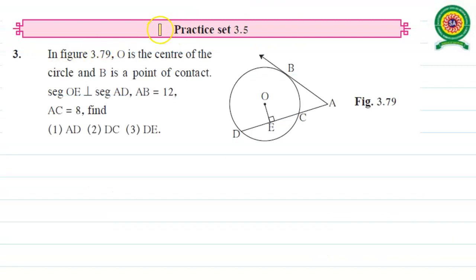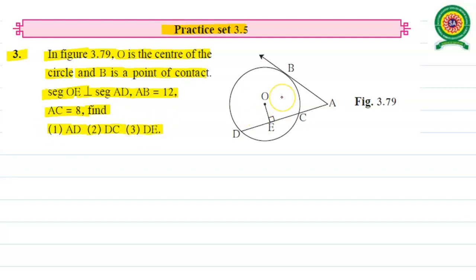Now look at question number 3 from practice set 3.5. In figure 3.79, O is the center of the circle and B is the point of contact of the segment. B is the point of contact that is given. Segment OE is perpendicular to segment AD. AB equals 12, AC equals 8. Find first AD, second DC, and third DE.